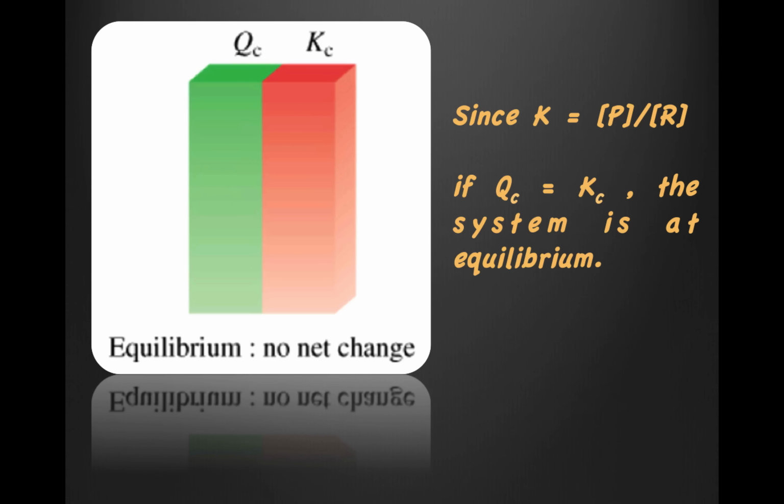If the equilibrium constant and the reaction quotient are equal, the system is at equilibrium. There is no shift that has to take place. You have already achieved equilibrium.